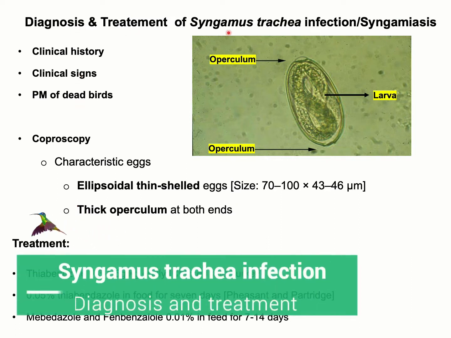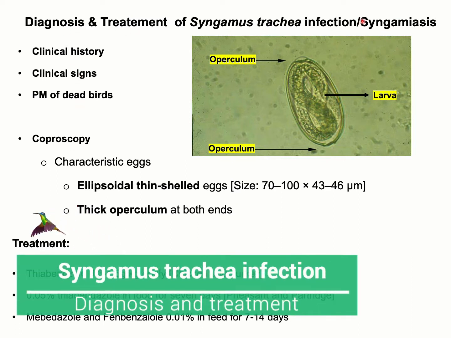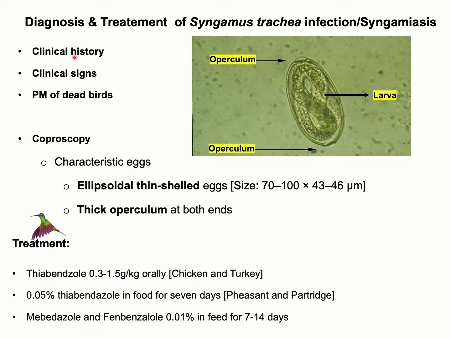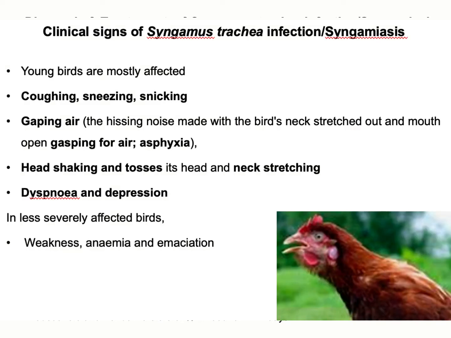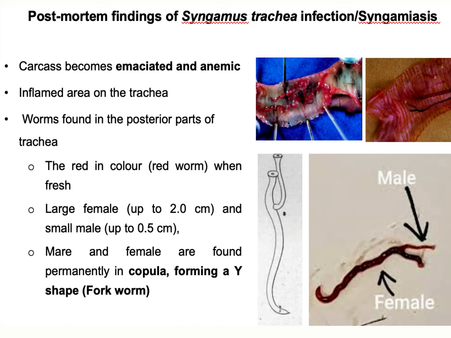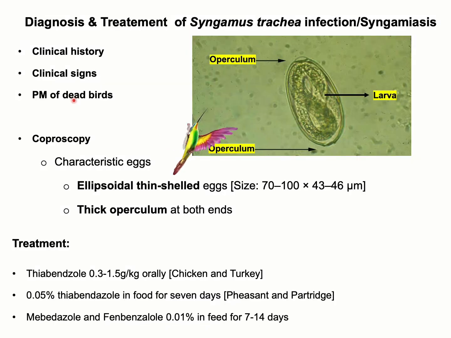Diagnosis and treatment of Syngamus trachea infection or Syngamiasis. For the diagnosis, we first need to consider the clinical history along with different epidemiological factors in the occurrence of this disease. We need to check the different clinical signs that I have already mentioned, and post-mortem examination of the dead bird will also confirm the Syngamus trachea infection or Syngamiasis.